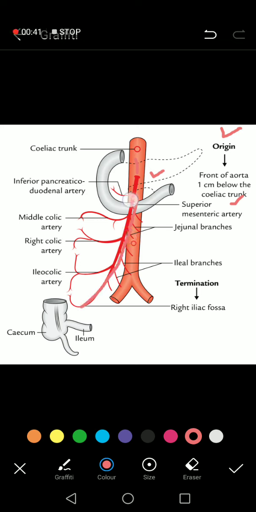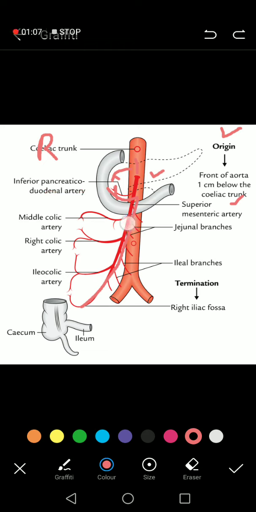The first branch that arises is the inferior pancreaticoduodenal artery, and that is a branch of the right side. This actually runs in the pancreaticoduodenal groove, and it anastomoses with the superior pancreaticoduodenal artery, which is a branch of the gastroduodenal artery. As the name indicates, pancreaticoduodenal, it is responsible for supplying the head of the pancreas and a part of the duodenum.